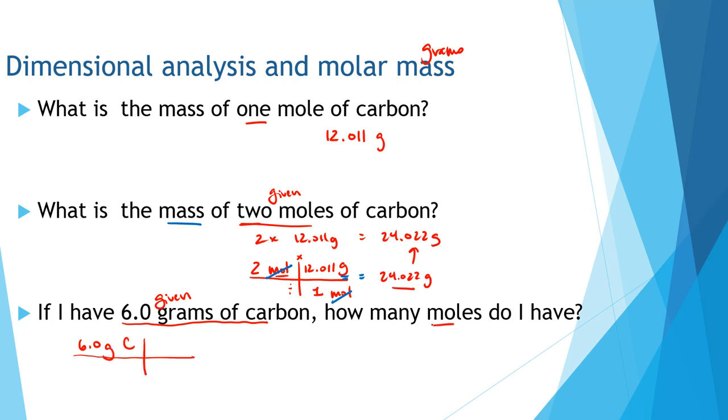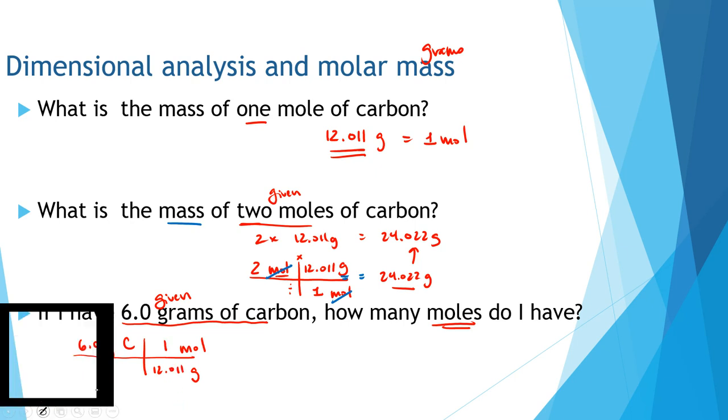I want to convert my grams to moles. I need to get rid of grams. Grams is on the top right now. I'm going to put it on the bottom. Convert my grams to moles, put moles on the top. The periodic table tells me that there are 12.011 grams in 1 mole of carbon. We set it up this way so that grams on top and grams on bottom cancel out. We're left with moles. That's good because that's what my question is asking for.